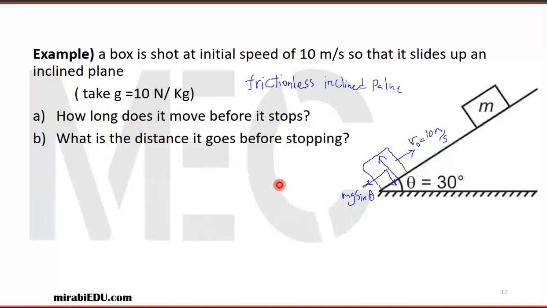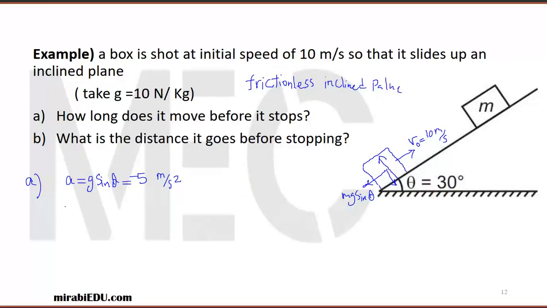So first, let's find the force applying to the object. The force applying to the object is mg sine theta, and can we say the acceleration is g sine theta? Yes. What is g sine theta? G is 10, sine of 30 is half, so it is 5. Can we say the acceleration is negative 5, given that we have taken v0 to be positive 10?